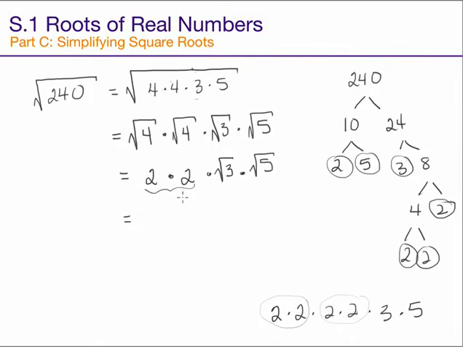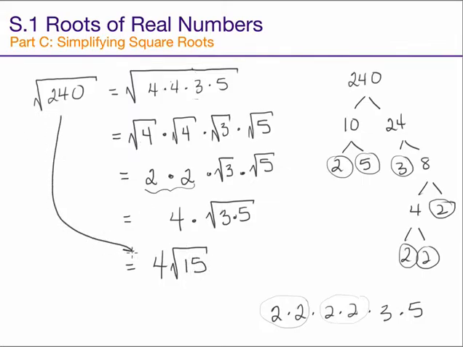Now I can do this multiplication, and if I can break up a product, I can also put it back together. In my last step, I'll rewrite the 4, leave the dot off, and do the multiplication, 3 times 5. The square root of 240 can be simplified to 4 roots of 15.